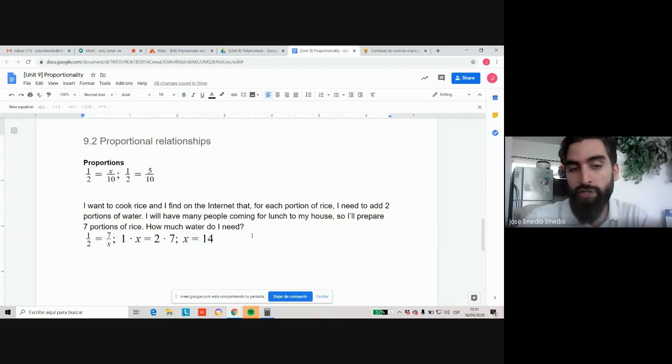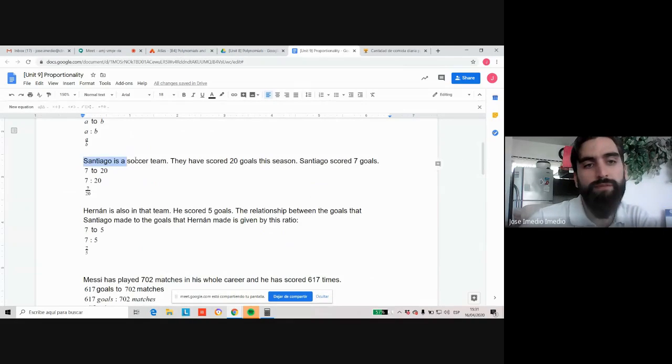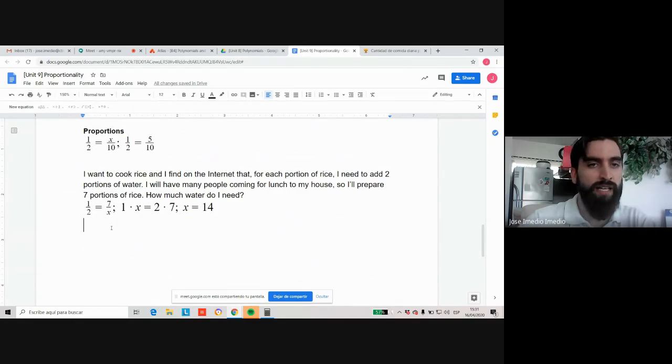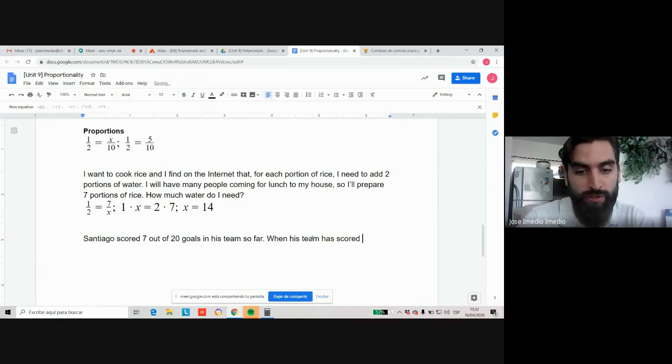Let's find a relationship which is a little bit more complicated. Let's take again this example with Santiago. Santiago is in a soccer team. He scored 7 out of 20 goals in his team so far. So when his team has scored 40 goals, how many of them will correspond to Santiago?